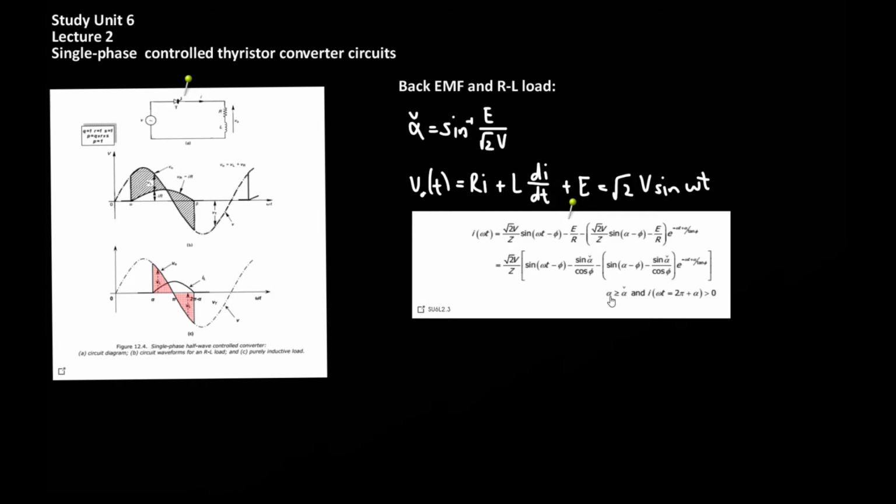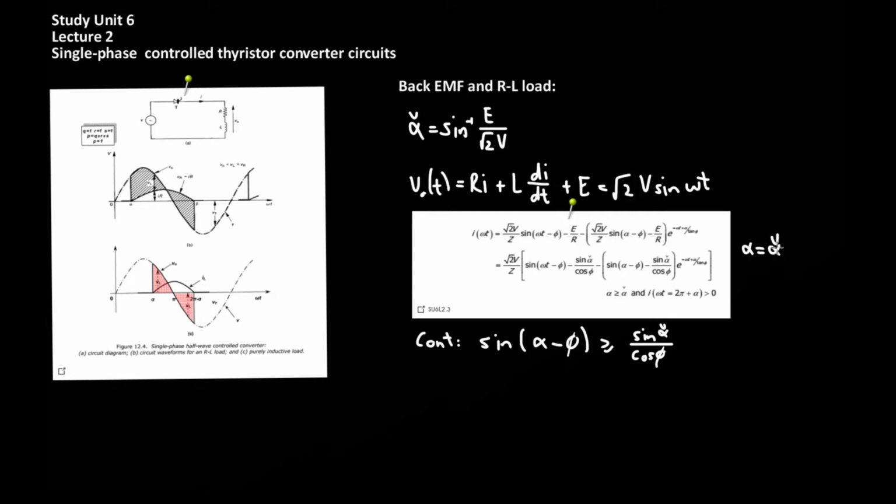In other words, the actual delay angle is larger than the modified delay angle, which is introduced by the EMF, and when omega t is equal to 2 pi plus alpha is larger than 0. If the output current I is always larger than 0, then the circuit will be operating in a continuous conduction mode. But if the output current ever drops to 0 or less than 0, then the circuit will be operating in the discontinuous conduction mode.